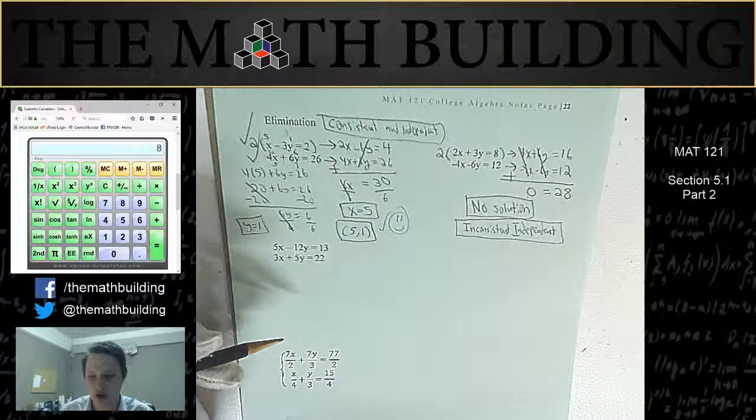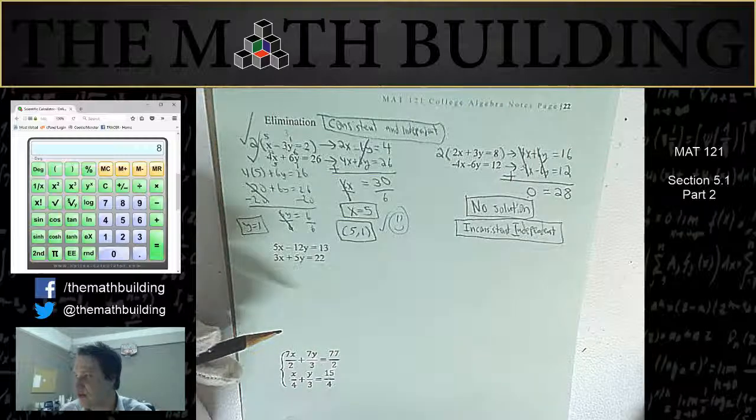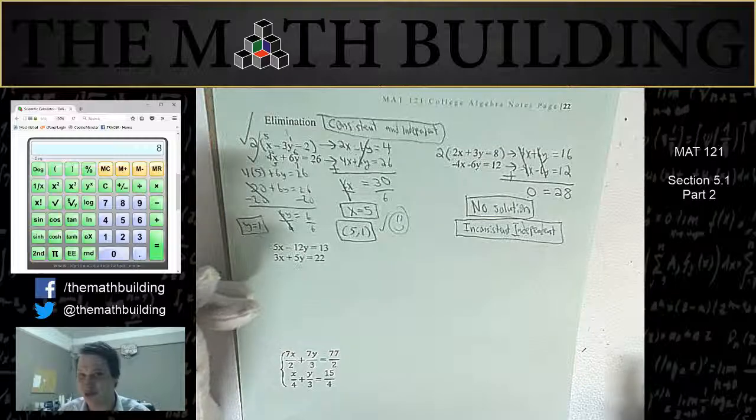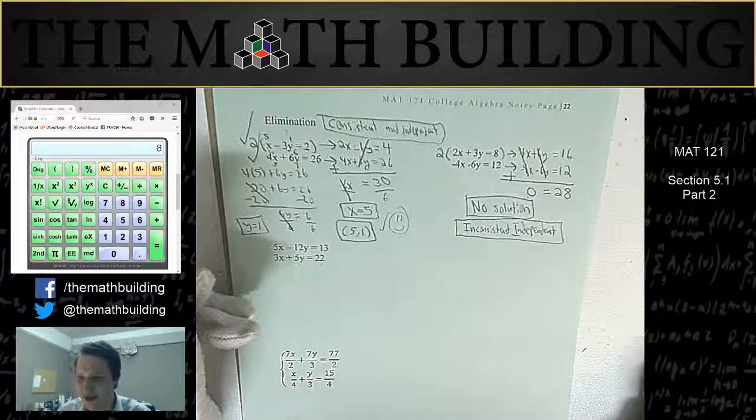In the next part, we'll do 2 more examples and then start to take a look at how to solve systems of equations that have 3 equations and 3 variables. So I will see you in part 3.